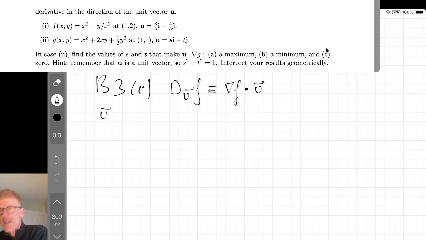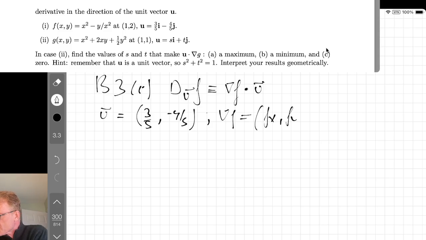So u is given as 3/5, minus 4/5, and grad of f is a vector. Really, I should write column vectors as I said in class, but I'm a bit lazy. They're row vectors, as long as you understand the inner product. So first I need to do that in the point. X comma y is 1, 2.